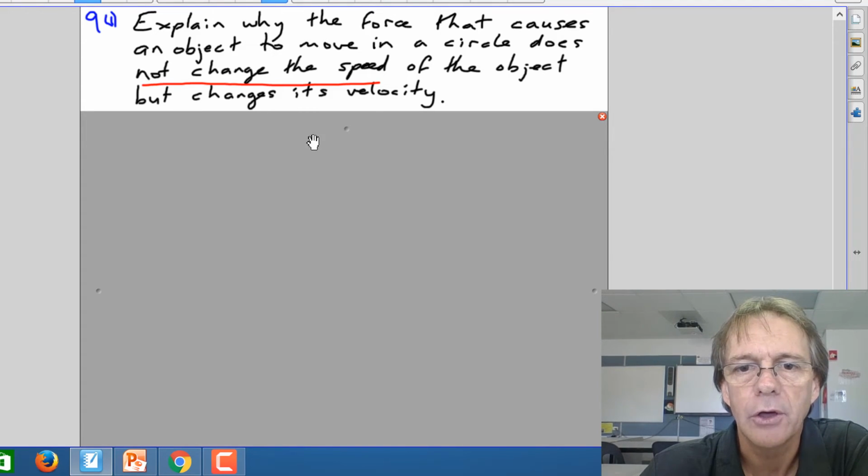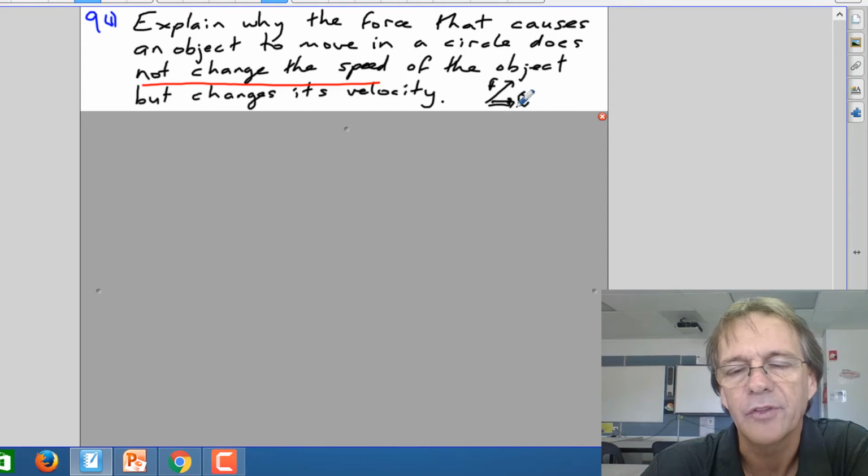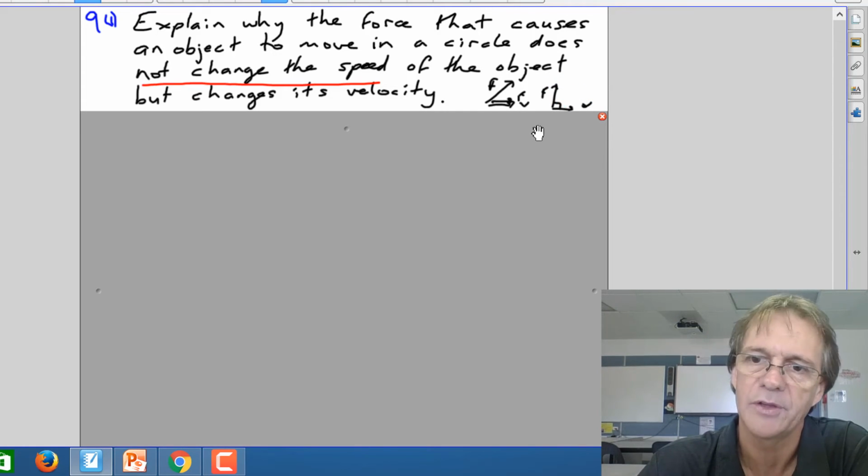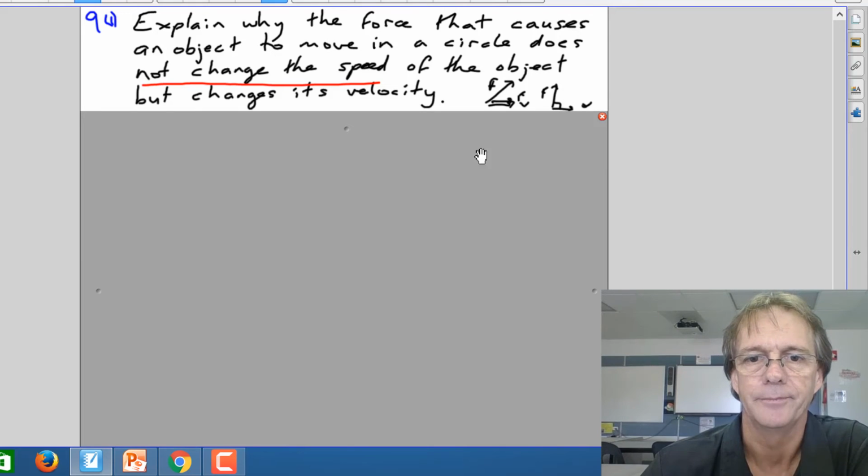Now that means at no time do you end up with any component of the force in the same direction as the velocity, because if you did, there'd be a force component going the same way as the velocity, and it would increase the size of the velocity. But the fact that the force is always at 90 degrees to the velocity means that there's no force component in that same direction, so the velocity doesn't get any bigger.